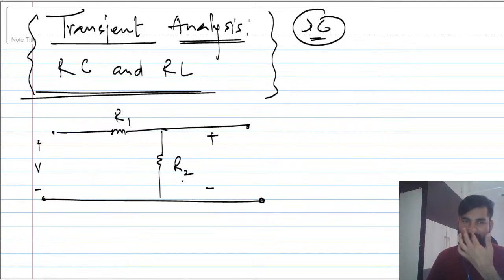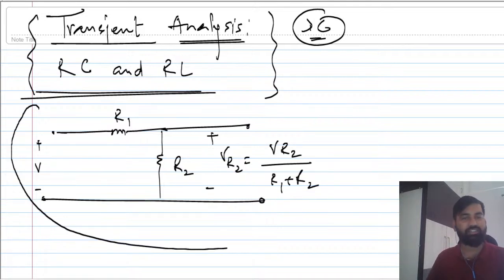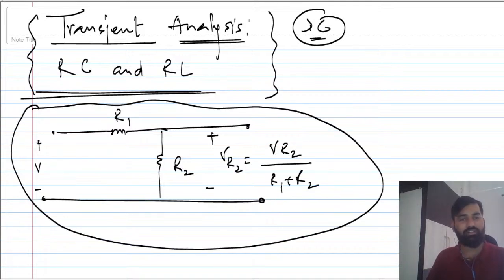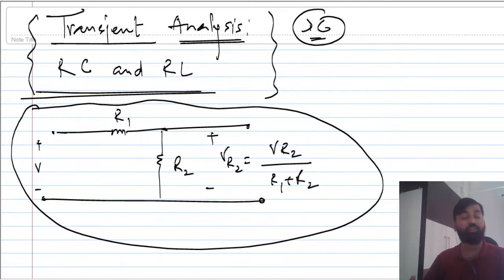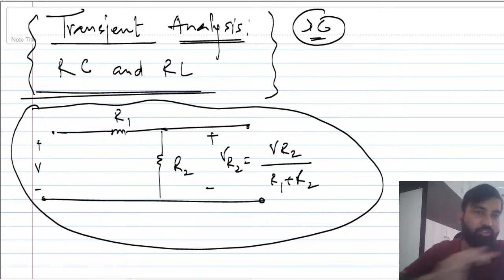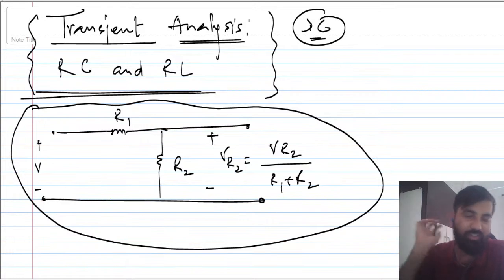Your answer should be directly by voltage division. You can directly find the voltage across R2: V_R2 equals the total voltage times R2 by R1 plus R2. In this case there will not be any transient, because there is no memory element like a capacitor or inductor. This kind of circuit is very easy to analyze. Whatever input you apply, you can find the output voltage.